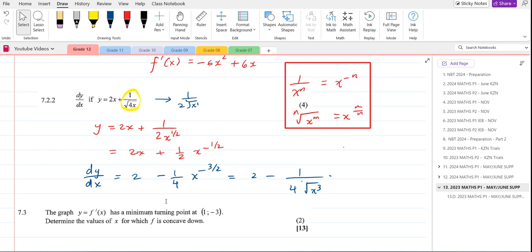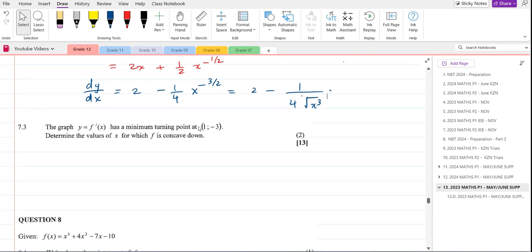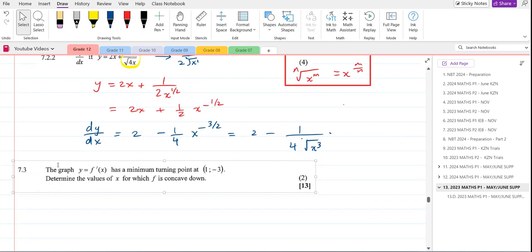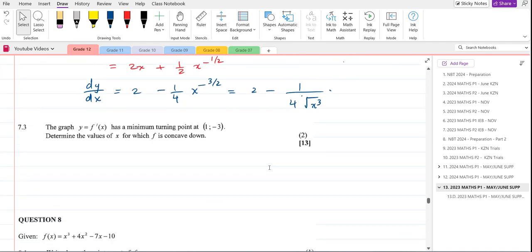Moving on to the next problem. The graph y equals f prime x has a minimum turning point at 1 and negative 3. Which f prime x? Is it an independent question? Yes, it is, because that was 7.2, 7.3. Y equals f prime x has a minimum turning point at 1 and negative 3. A minimum turning point is somewhere here, right? So 1 and negative 3 is a turning point, right? Determine the values of x for which f is concave down.